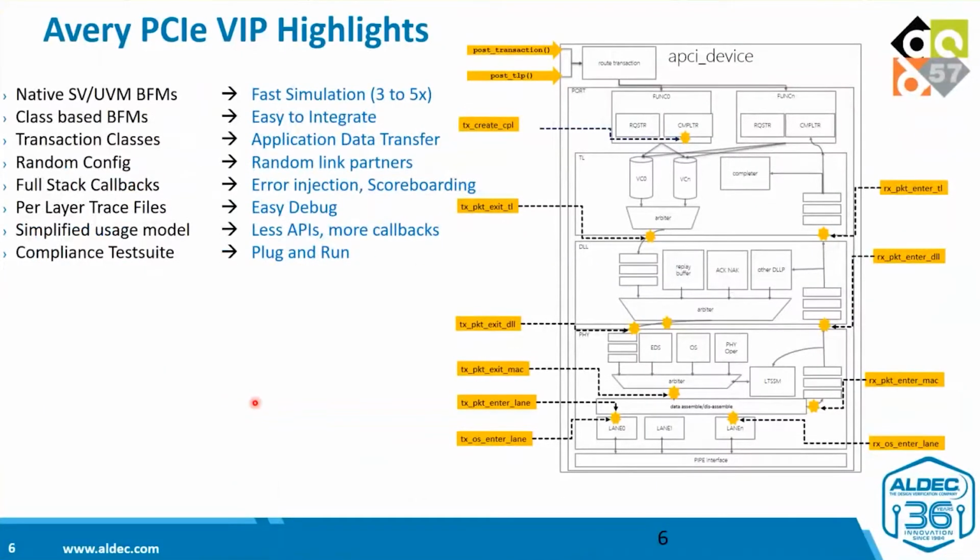And so for PCI Express specifically, we talked about how all the VIPs are native SystemVerilog. This PCIe VIP is the only verification IP out there from the main vendors that supports native SystemVerilog in a PCI Express VIP. So it simulates faster when compared to other VIPs that use other languages internally and then have SystemVerilog or UVM wrappers. It's easy to integrate the VIP because it's class-based.